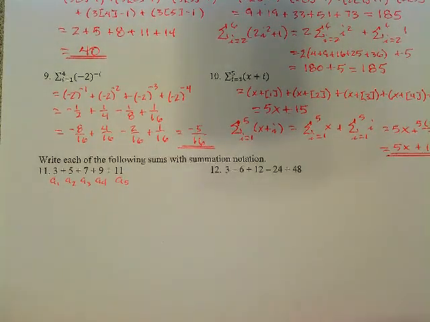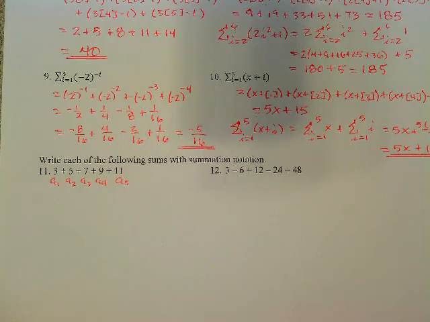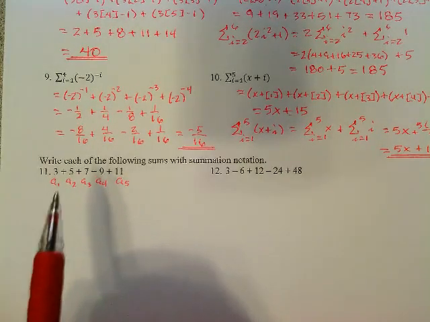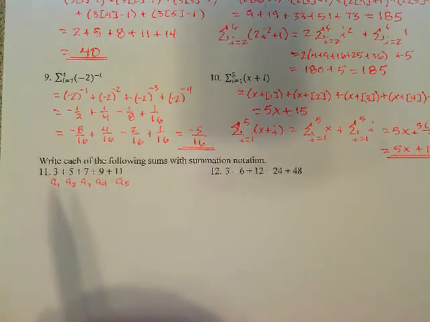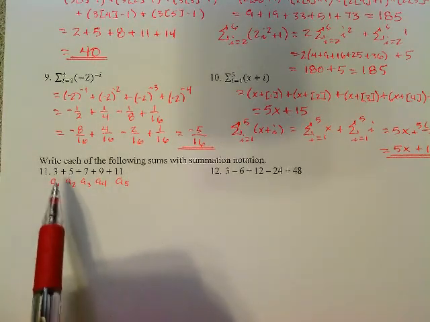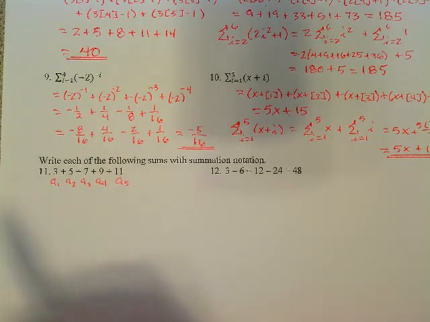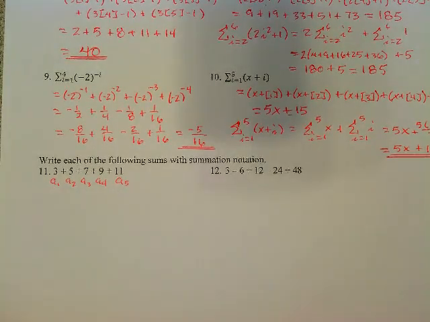I notice that all of these are odd numbers, so that's helpful. However, I started at 3, so I need to figure out some way to basically get a 1, 2, 3, 4, 5 in my sequence of numbers. So let's see.